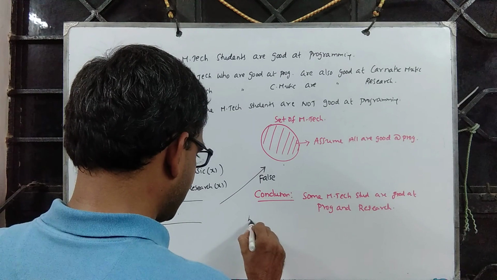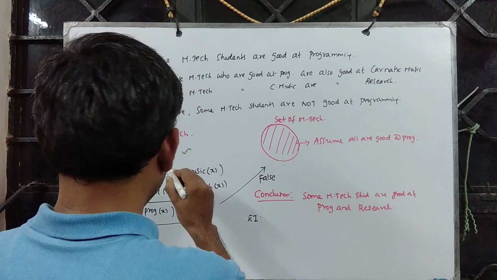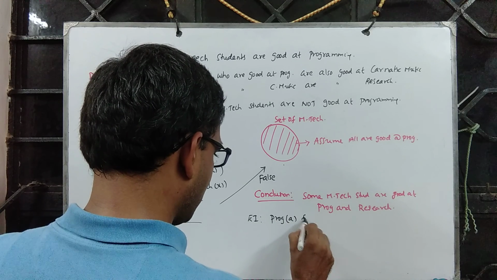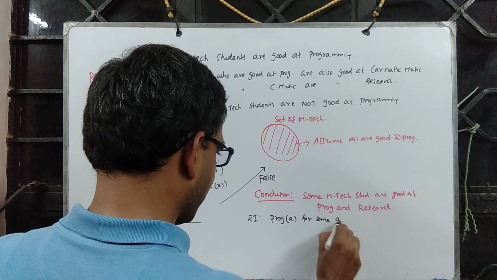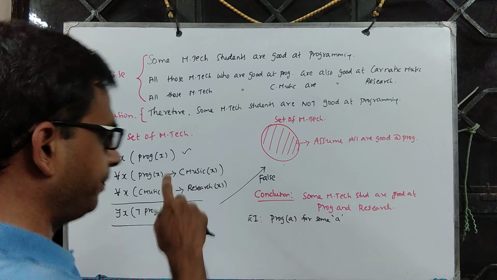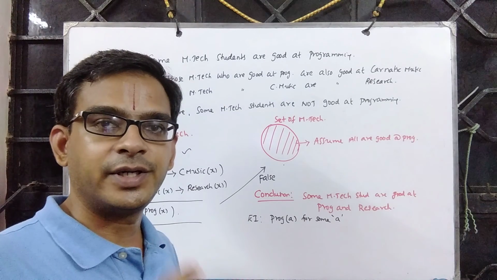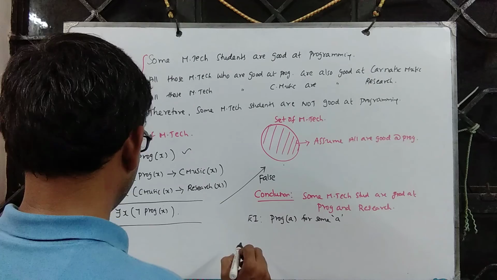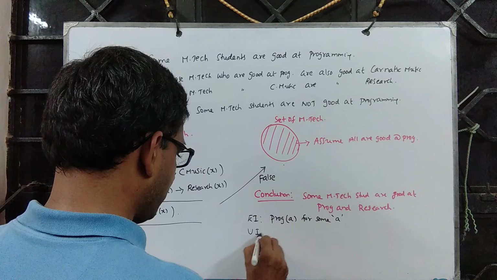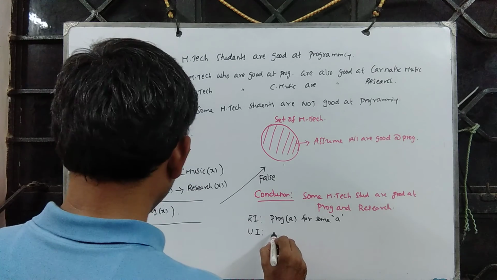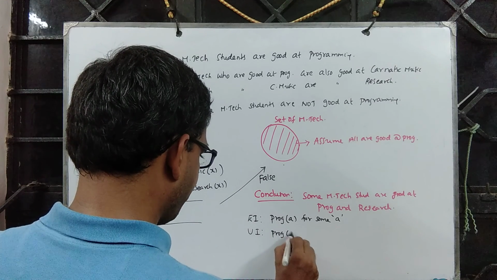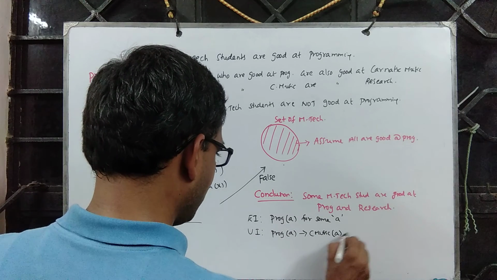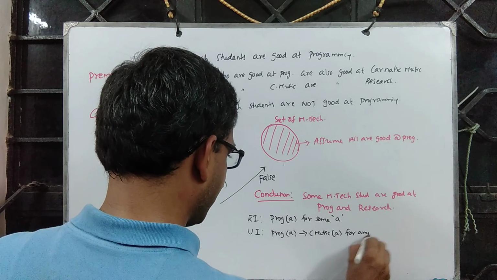Let's perform existential instantiation so that the first one becomes programming of A for some A. Please note, if you want to simplify, then a predicate should be converted into a proposition before we employ well-known identities, equivalences and so on. Then I go for universal instantiation. This becomes programming of A implies Carnatic music of A. This is for any A.